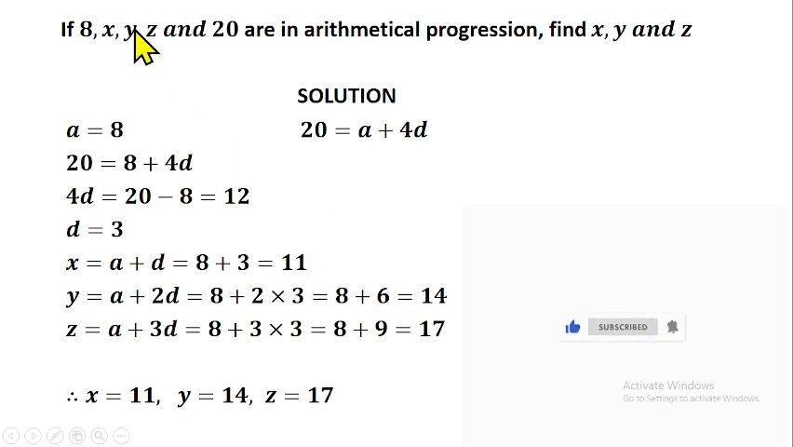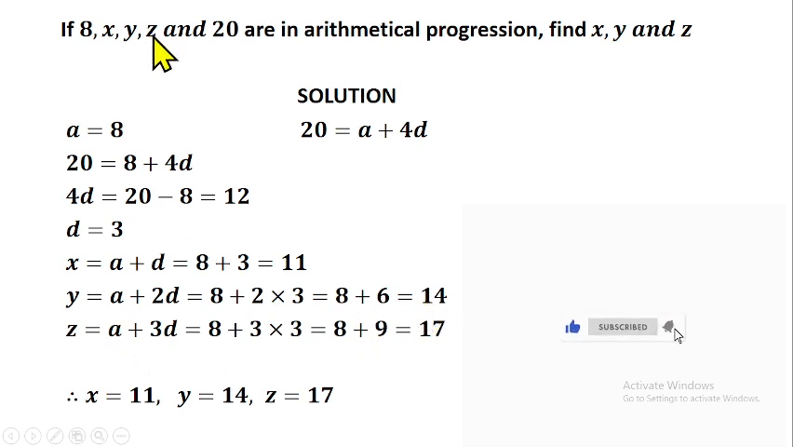Our Y is the third term. What's the third term of an AP? A plus 2D. Y is equal to A plus 2D. We know our A and we know our D, so we can substitute that there. You will have 8 plus 2 times 3. 2 times 3 is 6, plus 8, that gives us 14.